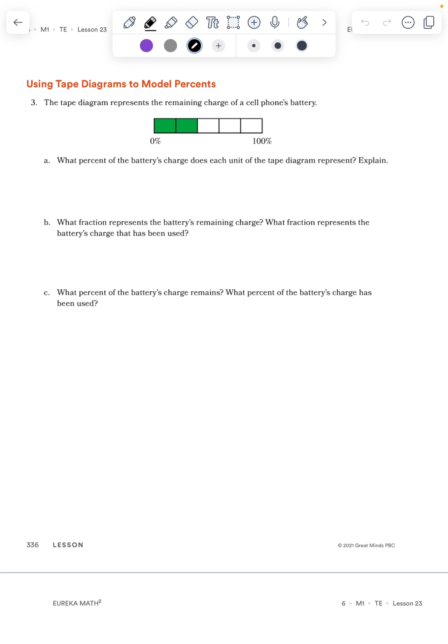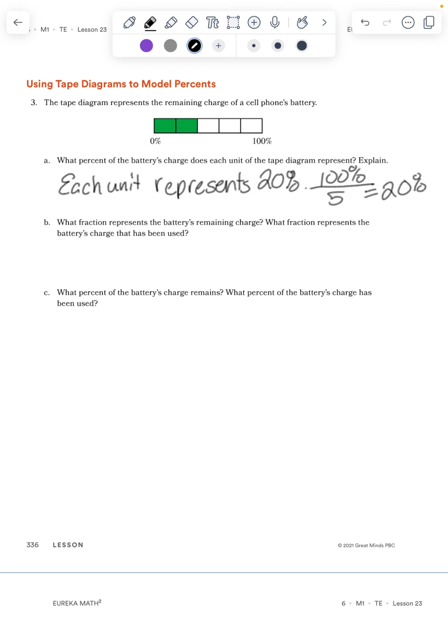For example, in the first problem, the tape diagram represents the charge of a cell phone's battery. What percent of the battery's charge does each unit of the tape diagram represent? If we're starting with 100% and we're splitting that into 5 equal pieces, each unit represents 20%. We're getting that because we're doing 100% divided by 5, so each one of those units is 20%.